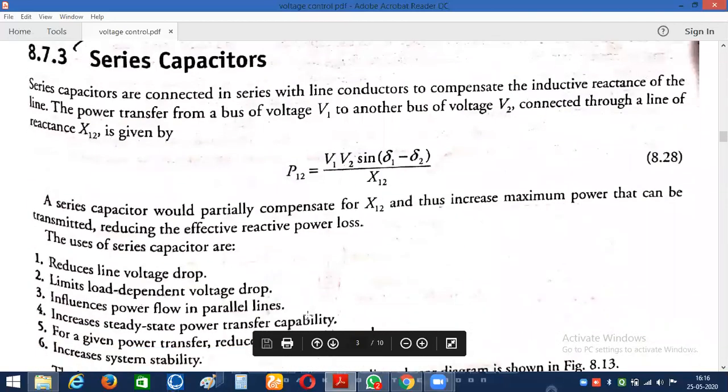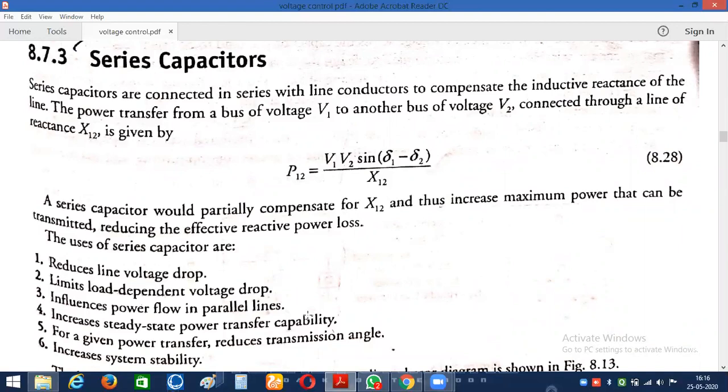Next, series capacitors. This is another method of controlling the voltage by reactive power. As we already know, the power handling capacity of the transmission system can be calculated by P12 = V1 V2 sin(delta1 - delta2) / X12. Here P12 represents the power handling capacity of the transmission system, V1 and V2 are the voltages of the sending end and the receiving end respectively, delta represents the power angle, and X12 represents the reactance between the sending end and the receiving end.